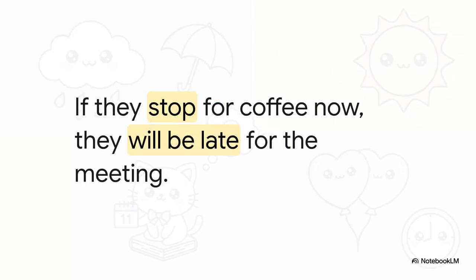And check this one out using will. If they stop for coffee now, they will be late for the meeting. When you use will like this, you're saying the outcome is really likely. It's pretty much a sure thing. It's a prediction about something specific in the future, all based on what's happening now.